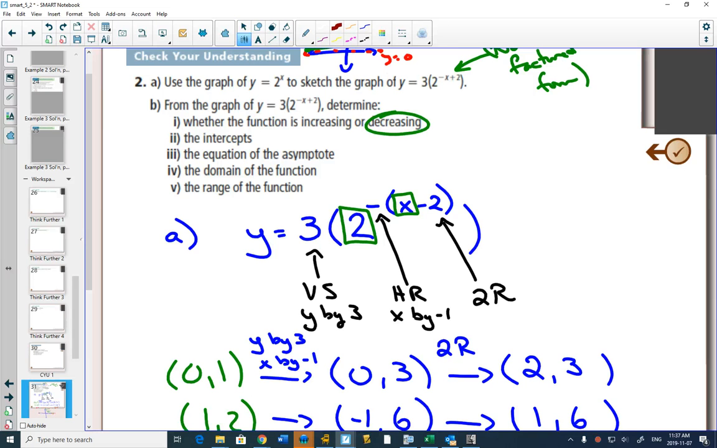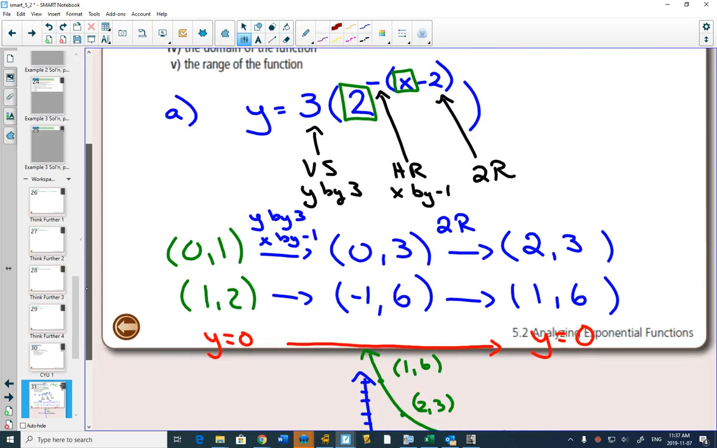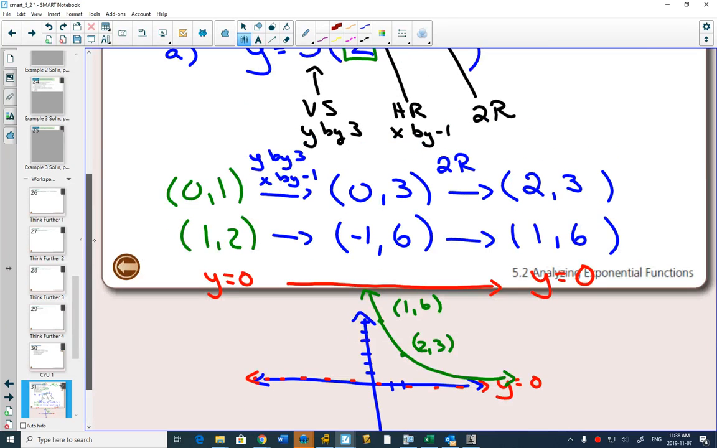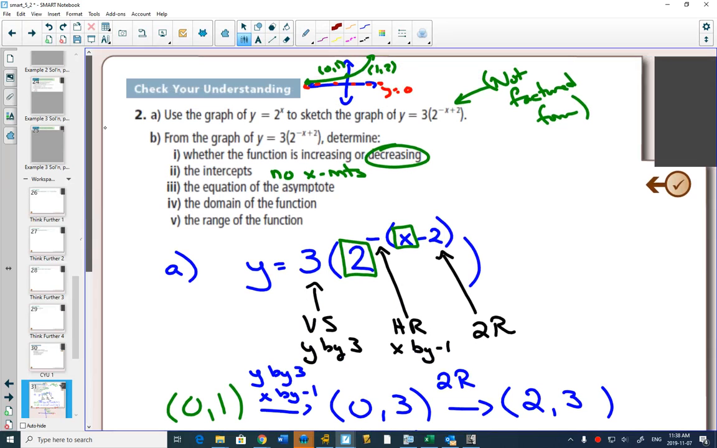It was decreasing. Okay? Since there's an asymptote at y equals 0, there's no x-intercepts. And looking at our graph, it looks like it's going to cross the y-axis, but it doesn't have a point that we've labeled. So how do you find a y-intercept algebraically? You set x equal to 0.